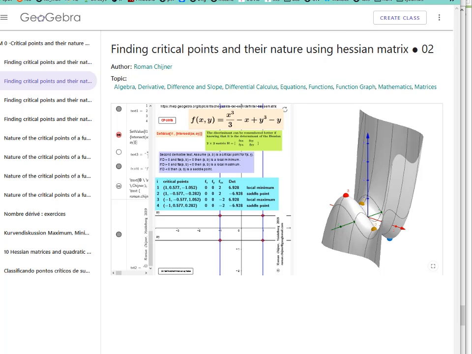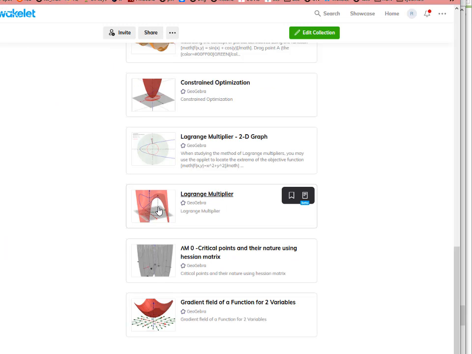Okay, there's more on that collection of Wakelets that's linked to from the critical points page. There are several different complicated graphs like that, and it gives you the Hessian matrix, so you can look at it for yourself if you like.